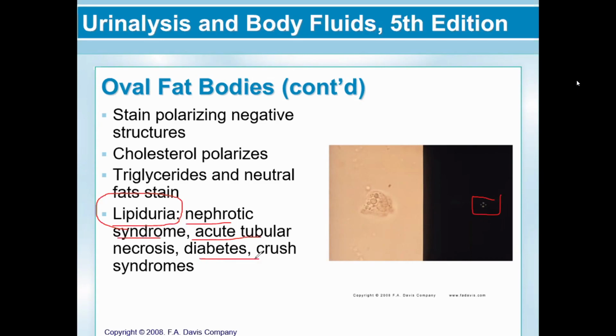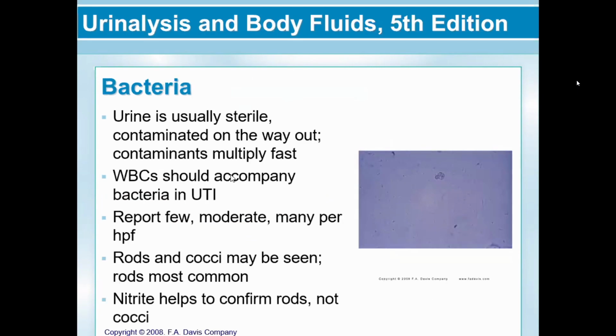So when we get to renal diseases, we will discuss nephrotic syndrome and acute tubular necrosis. Why is there lipiduria in nephrotic syndrome and in acute tubular necrosis? We'll reserve that for when you get to renal diseases next week. Okay. So next we have bacteria.